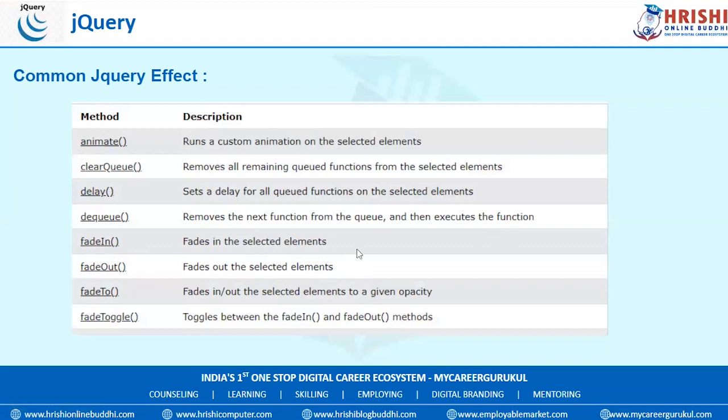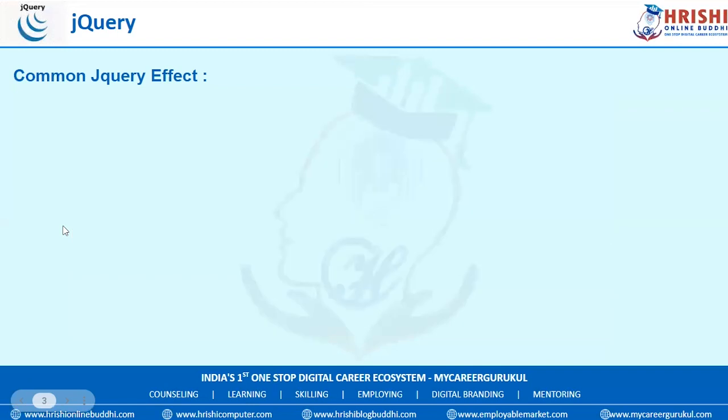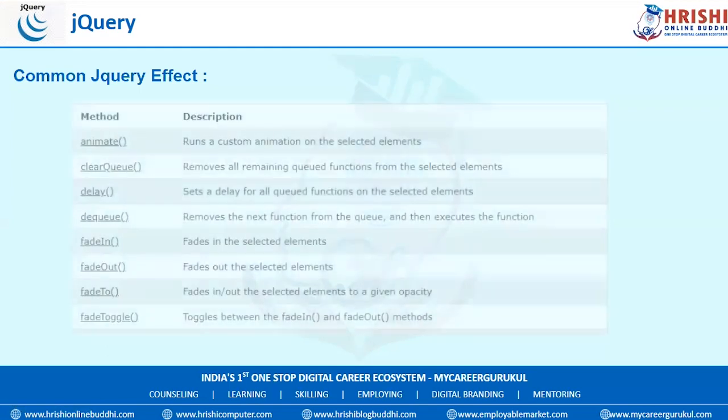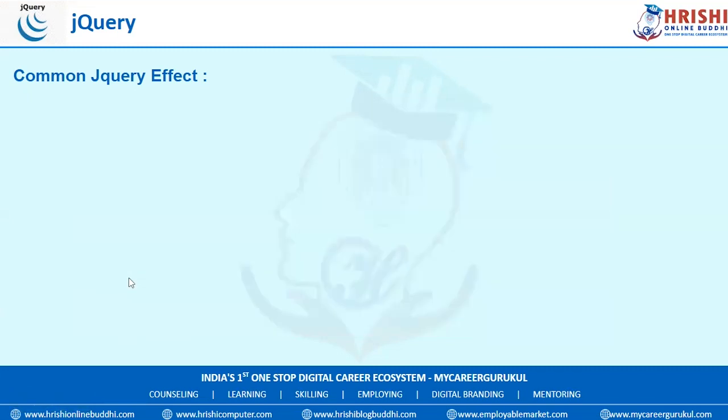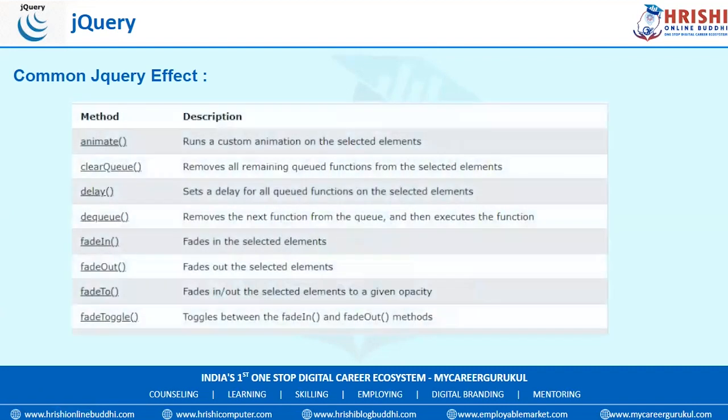Fade in fades in the selected element, meaning whichever element is selected. For example, if I go back, and I want my image to come now, I'll press enter. As you can see, my image has faded in. That means it has come onto my slide with the help of the fade in animation. All this animation can be implemented on any HTML element. Then fade out: if you want to erase some image, for example, as you can see, our image disappeared. That is the fade out effect.